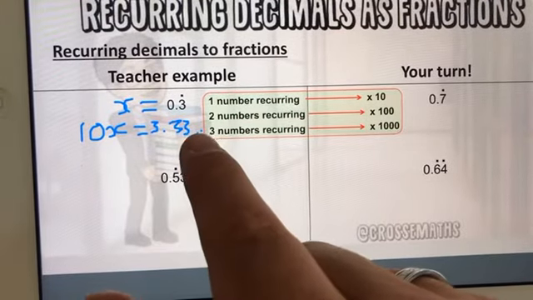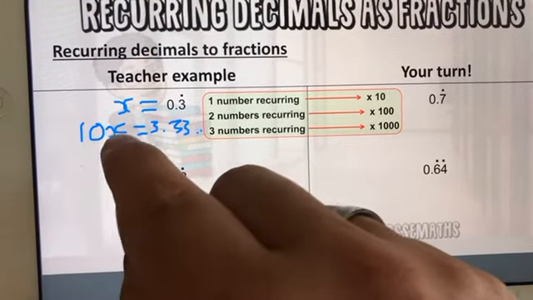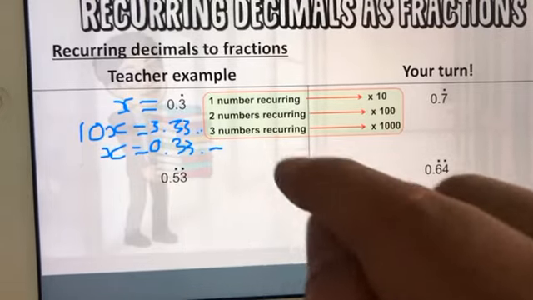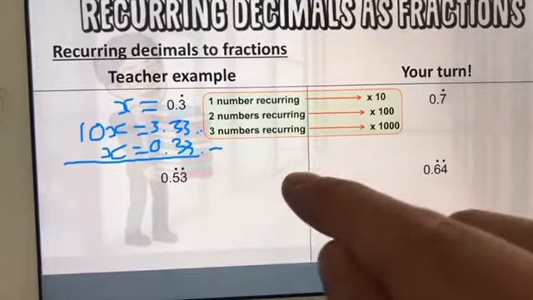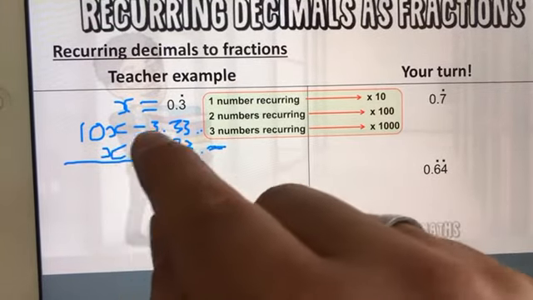Once I've done that, I'm going to rewrite this bit underneath, only because it'll make sense in a second why. x equals 0.33 going on forever. And then I'm going to take them away from each other. Now, I know I've run out of room underneath, but don't worry about that too much.